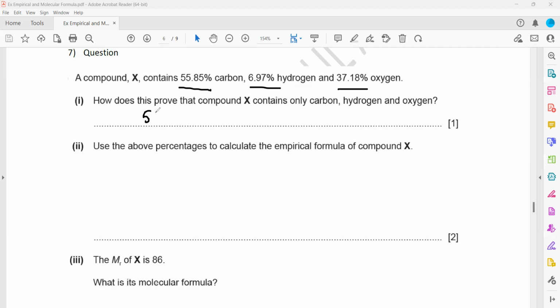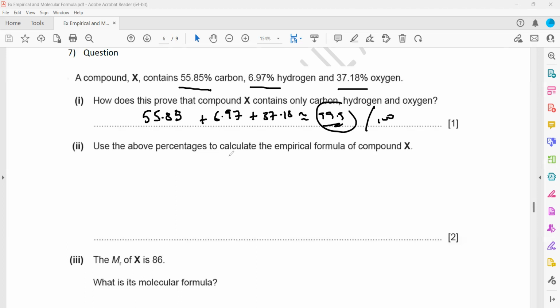So when we sum them, like 55.85 plus 6.97 plus 37.18, when we add, the total percentage should be 99.9 or 100%. Like the sum should be either 99 or 100. It means there are no other percentages left, which shows that no other elements are there. The sum of all these percentages gives us 100%. Use the above to calculate the empirical formula.